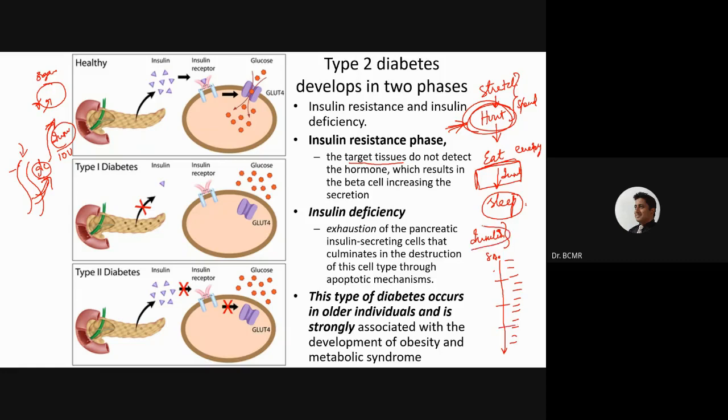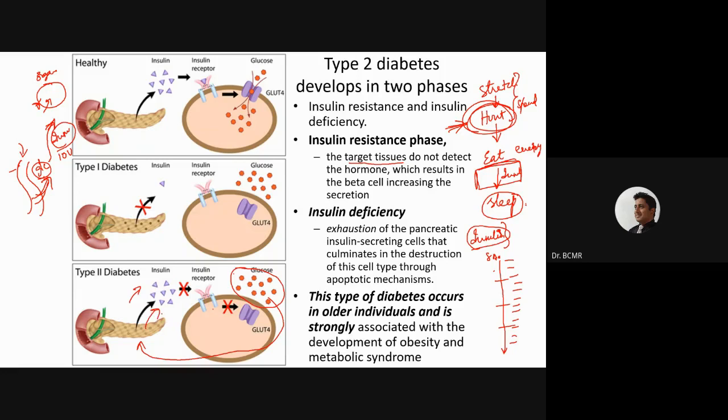So insulin is constantly produced, and the target cells become resistant to that concentration of insulin. Because of that, insulin is produced but the cells are not responding, because of which there is high blood glucose. And if there is high blood glucose, it triggers the beta cells to produce more insulin.